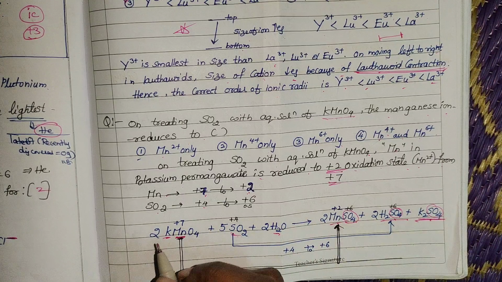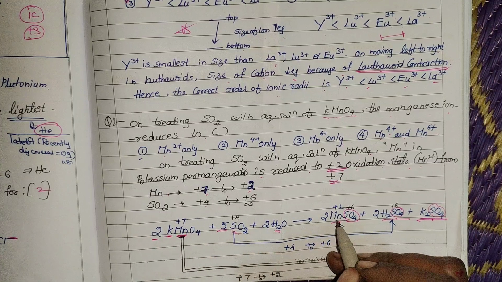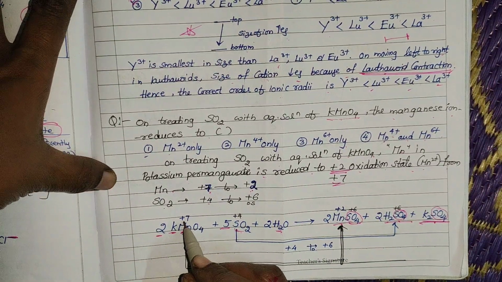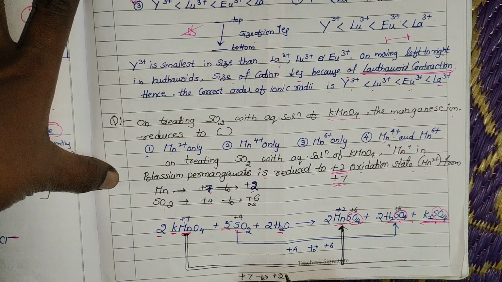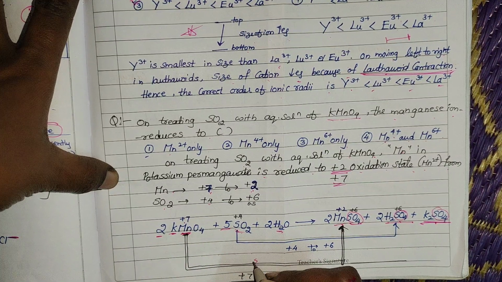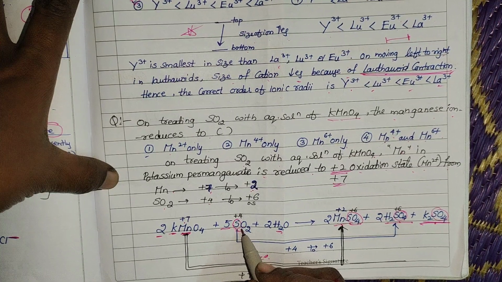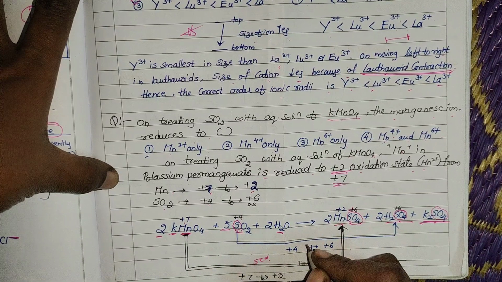After that, for balancing purpose, we have to give the numbers here. Okay, 2 5 2, here 2 2. So then we have to check this. Here plus 7 is there for manganese. After that it converts to plus 2, means how many electrons, 5 electrons are gained. Next here sulfur dioxide, in sulfur plus 4 condition is there, it converted to plus 6, means how many electrons lost, 2 electrons.